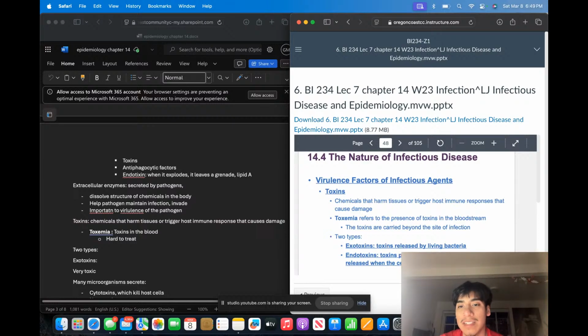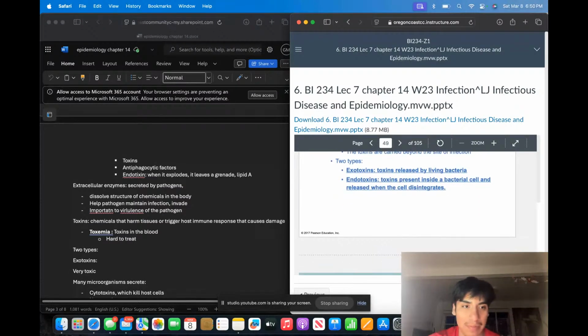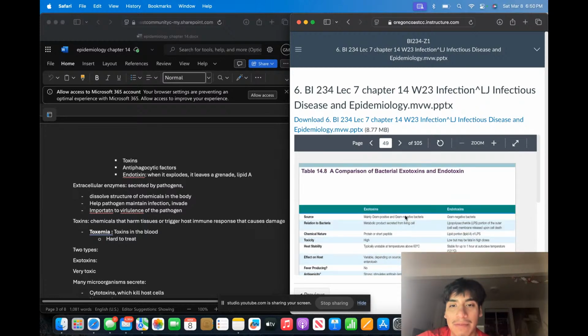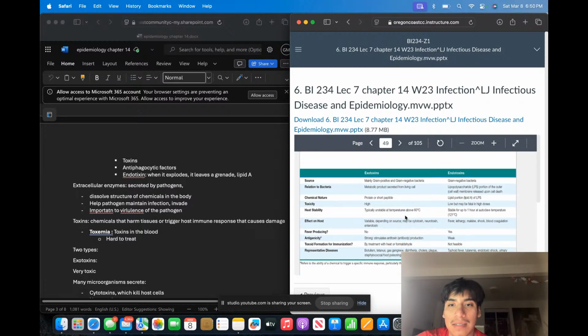Exotoxins are toxins released by living bacteria. So these bacteria are just pumping these out in order to keep the host down, so it's able to still infect. Endotoxins are toxins present inside the bacterial cell that are released only when the cell dies. So an example of this would be lipid A, as I described before. So here's a good example. Exotoxins are mainly gram positive, and endotoxins are gram negative.